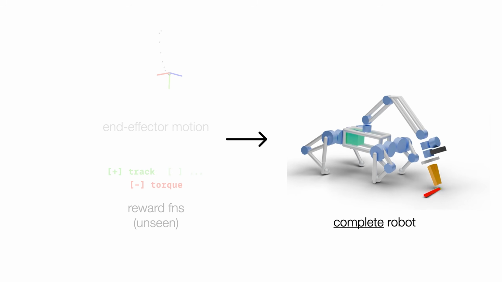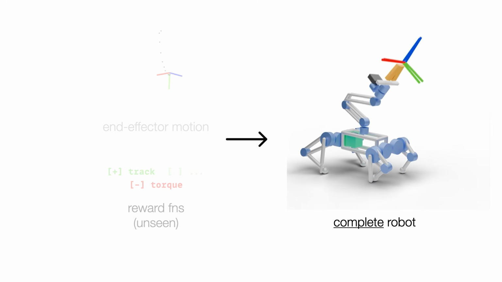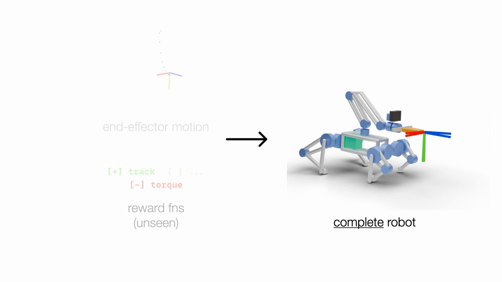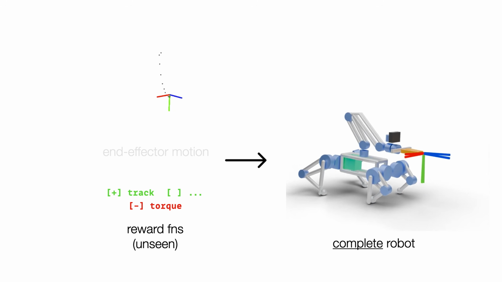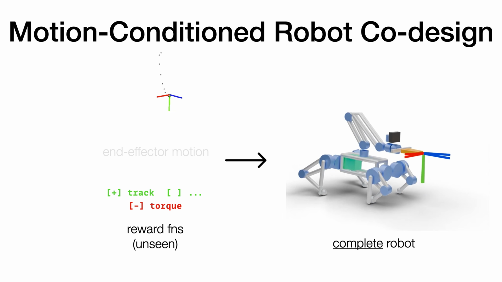So let's frame this problem more concretely. Given as input target end effector motion and some reward function, our goal is to generate complete robot embodiments for the task that achieve high reward. Here, by complete robot, I mean everything, including geometry, kinematics, inertial properties, as well as how it moves with the controller. We call this problem motion-conditioned robot co-design.